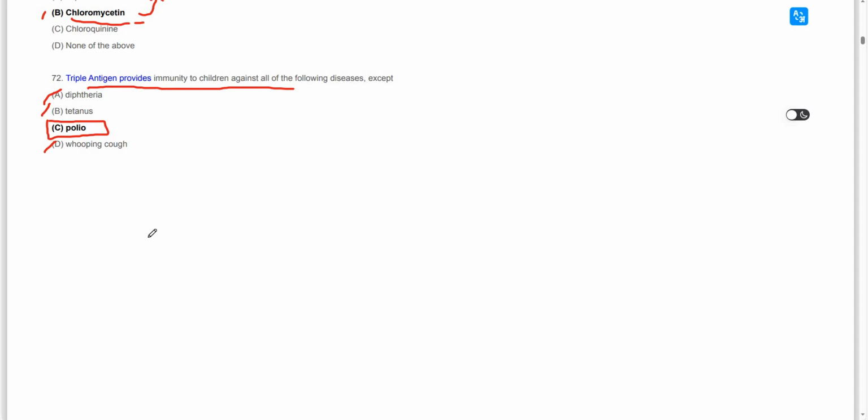So triple antigen provides immunity to children against diphtheria, tetanus and whooping cough.